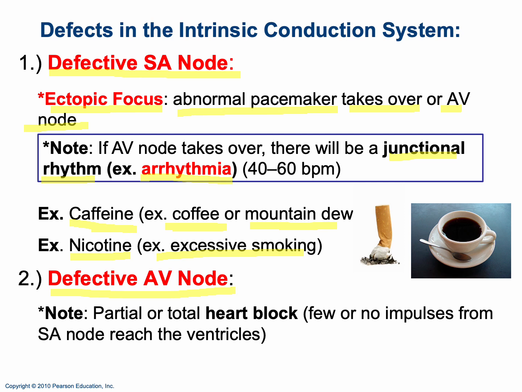And then we take a look down here, number 2, at the defective AV node. So this is where you'd have either a partial or perhaps a total heart block. Obviously, this can be very dangerous if you're not getting a whole lot of impulses down to the ventricles.